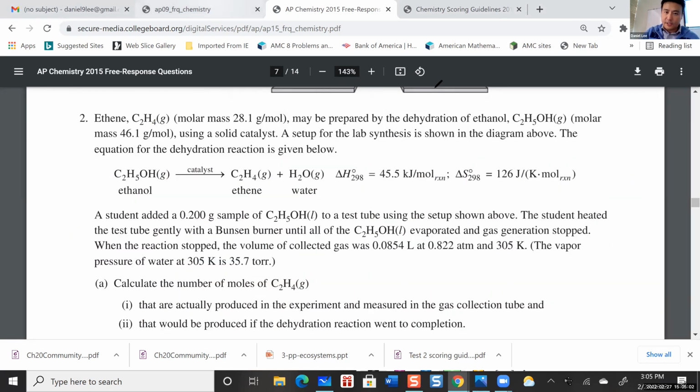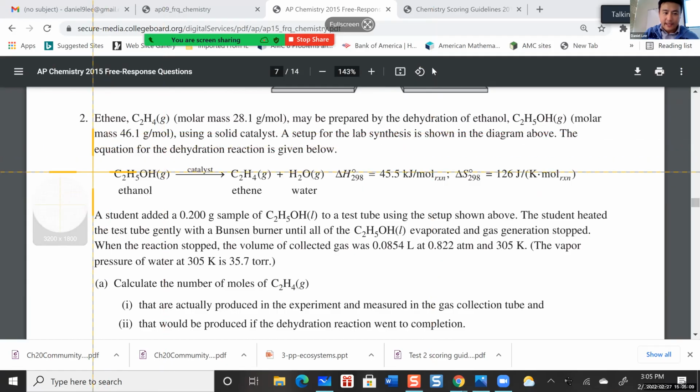I think, let me try to take a picture. I don't know if this is a good idea to take a picture here.